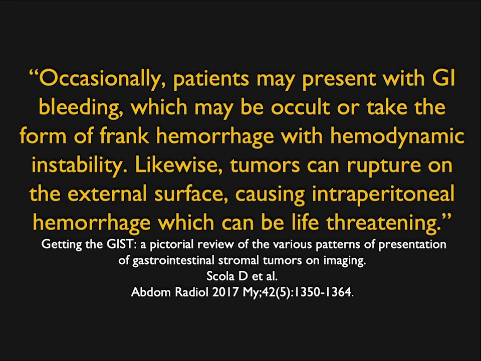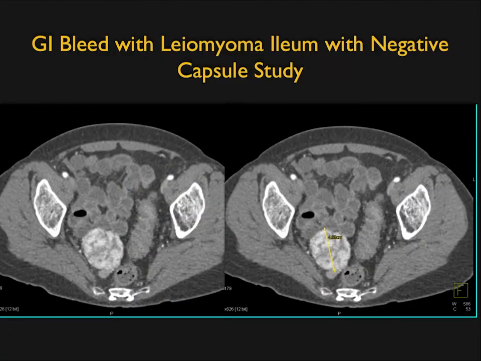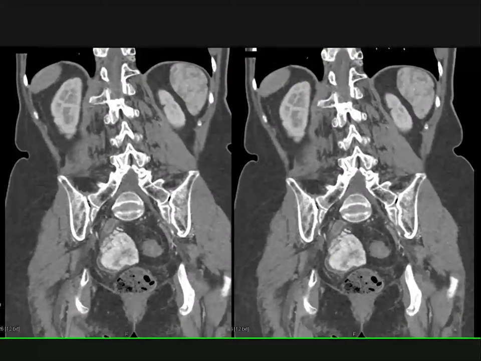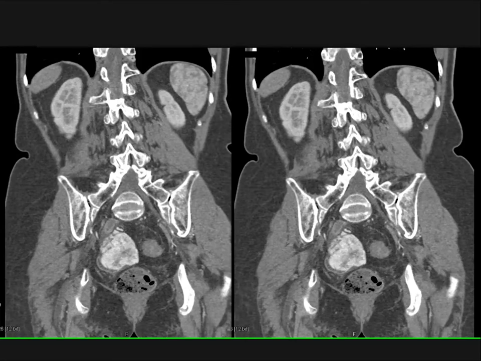Now, it's interesting, one of the challenges with capsule endoscopy is that when lesions are exophytic, you may not see them. This patient had GI bleeding and the capsule study was negative. But look at this enhancing lesion. It's in the wall of the bowel, and this was an enhancing leiomyoma, essentially a GIST tumor. Look how large it is. Look where it is, but that was negative on capsule endoscopy.